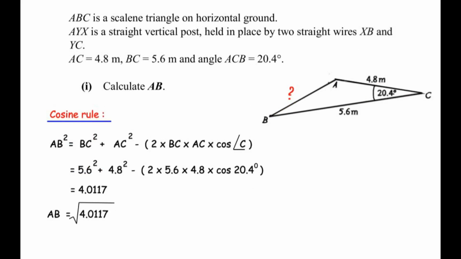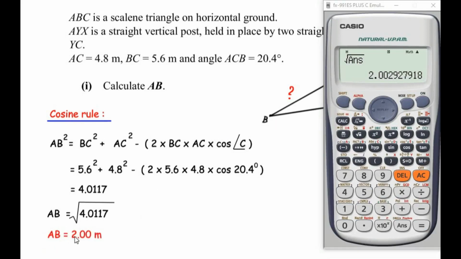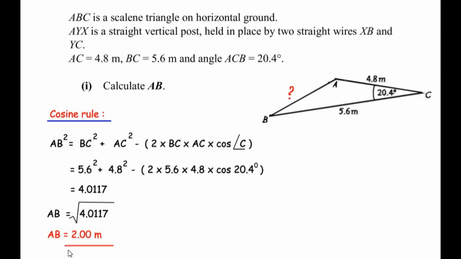So let us see what value we get here. The square root of the answer gives us 2.002. I will round it off to 2 decimal places, so it would be 2.00. So I'm going to write here, AB is equal to 2.00 meters. So this is the answer for the value of the side AB.